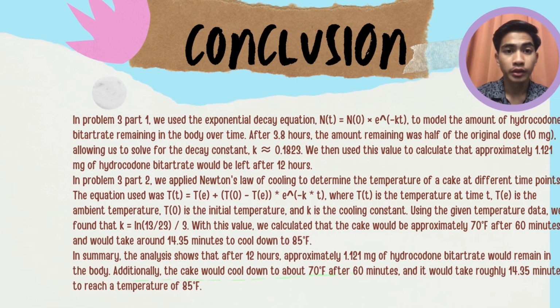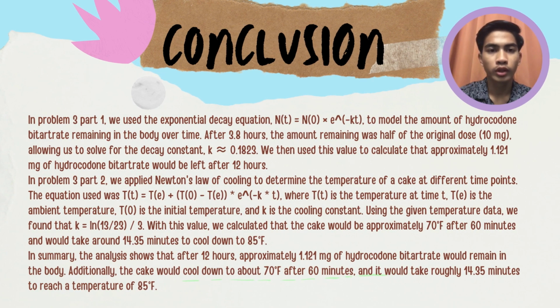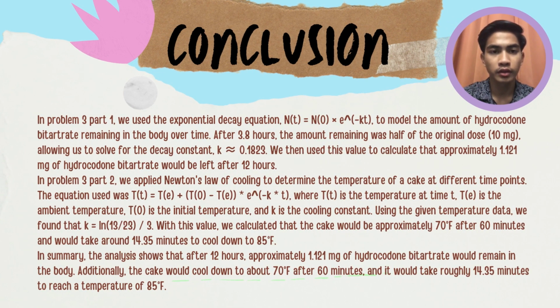For the conclusion, in problem 1, we used the exponential decay equation to model the amount of hydrocodone butyrate remaining in the body over time. After 3.8 hours, the amount remaining was half of the original dose, 10 mg, allowing us to solve for the decay constant, k equal to 0.1823. We then used this value to calculate that approximately 1.121 mg of hydrocodone butyrate will be left after 12 hours.